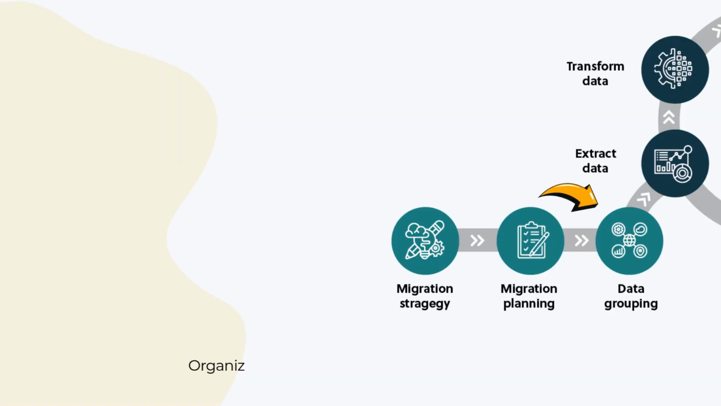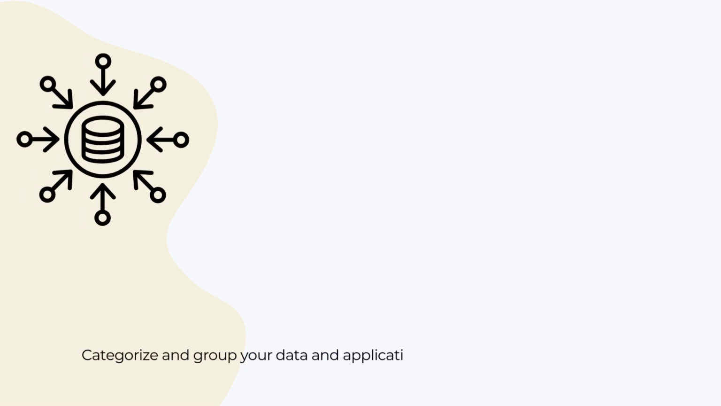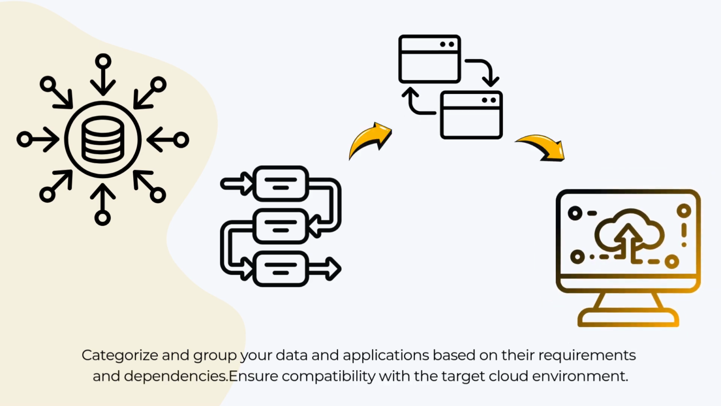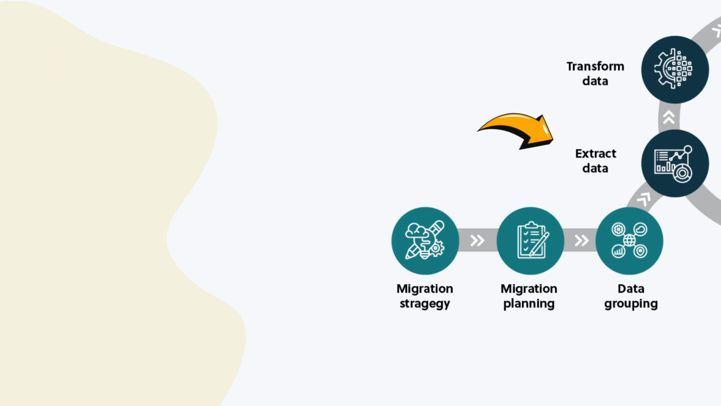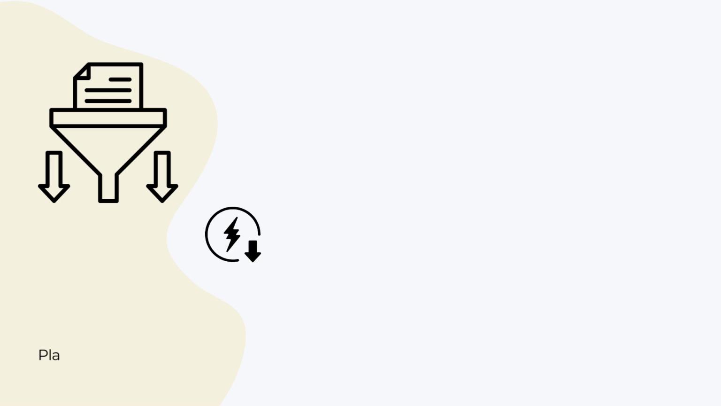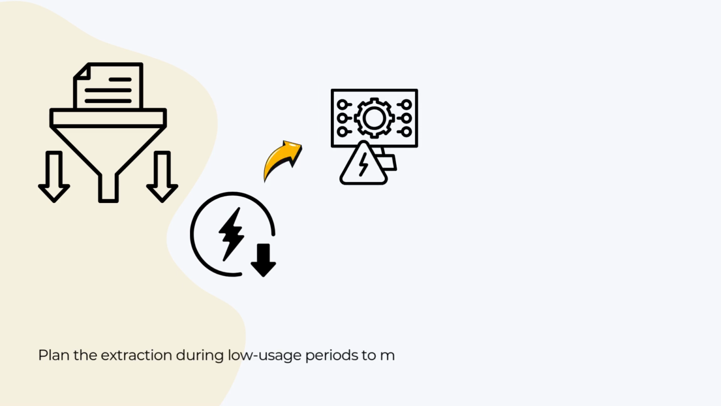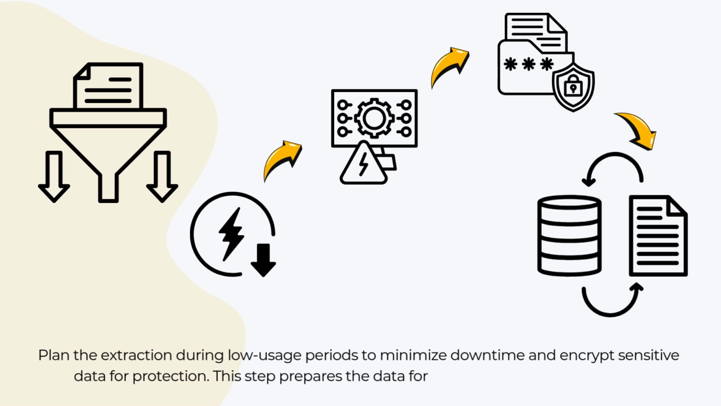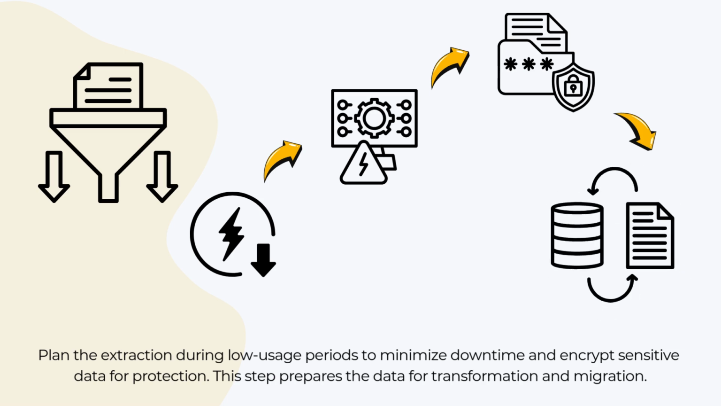Data grouping. Organize data and apps based on dependencies. Categorize and group your data and applications based on their requirements and dependencies. Ensure compatibility with the target cloud environment. Extract data. Retrieve data from the source environment. Plan the extraction during low usage periods to minimize downtime and encrypt sensitive data for protection. This step prepares the data for transformation and migration.